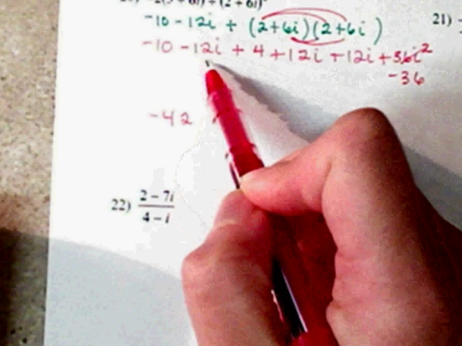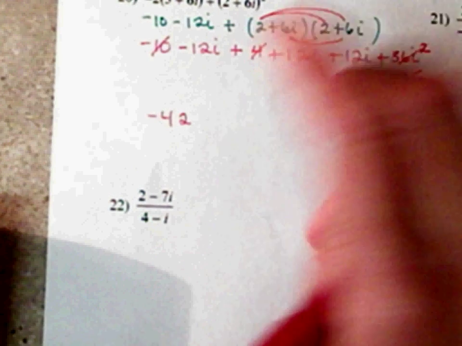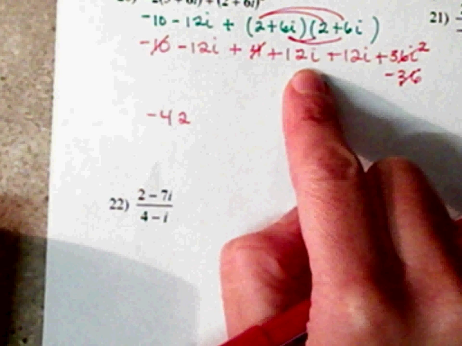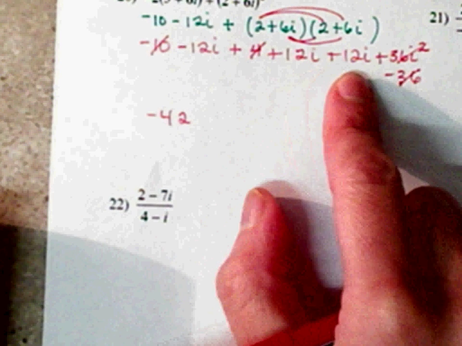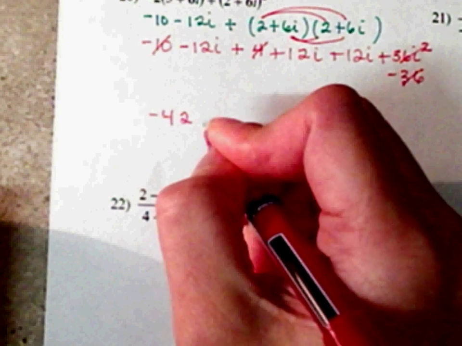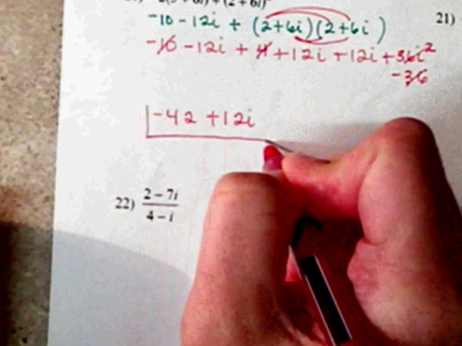Combine your i's together, and if you want to, you can mark these off, okay? So now you have negative 12i plus 12i, which cancel each other out, plus 12i. And that comes out to be plus 12i. And there's your final solution for number 20.